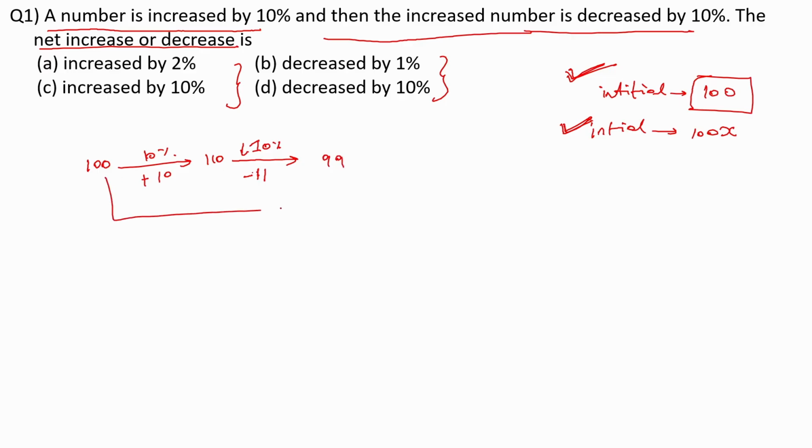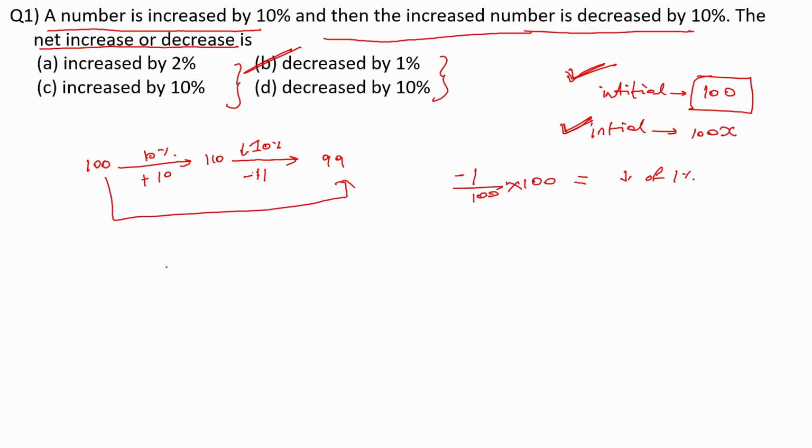What is the percentage change? Percentage change is 1 upon 100 into 100. So it is minus 1, guys. So there would be a decrease of 1%. This is option B.